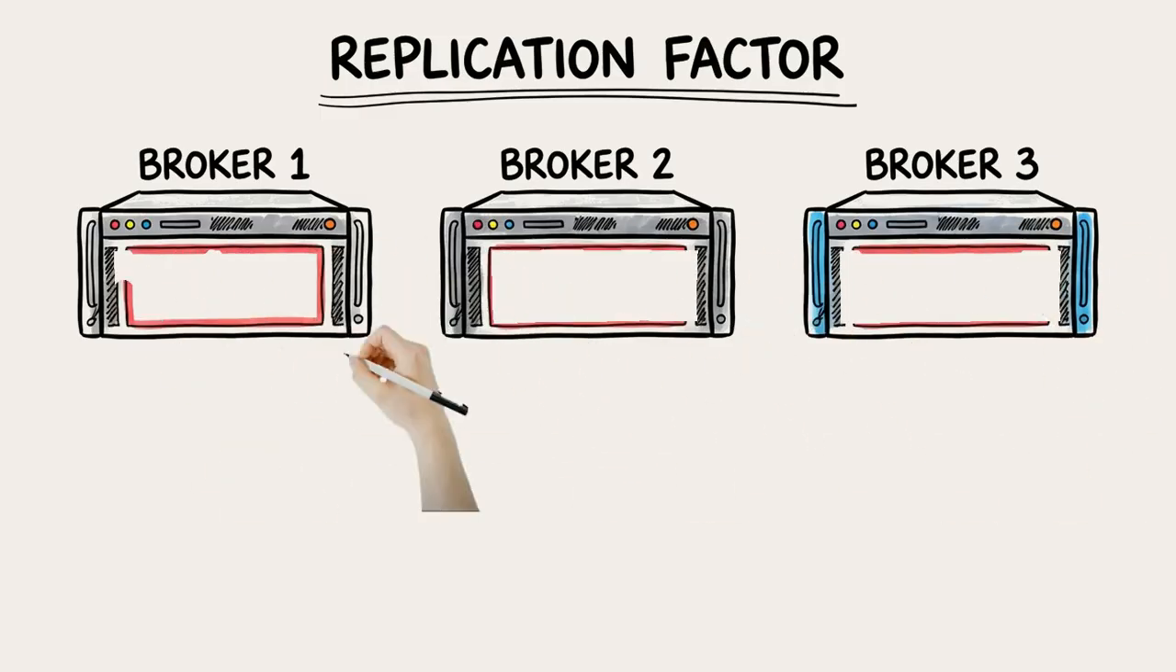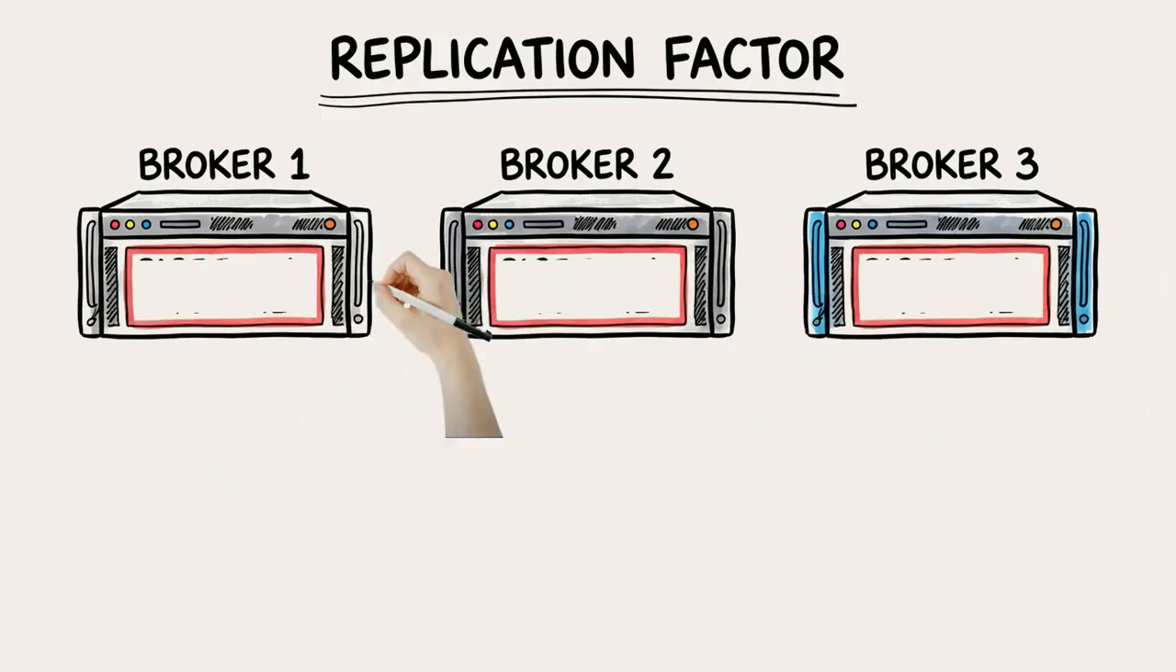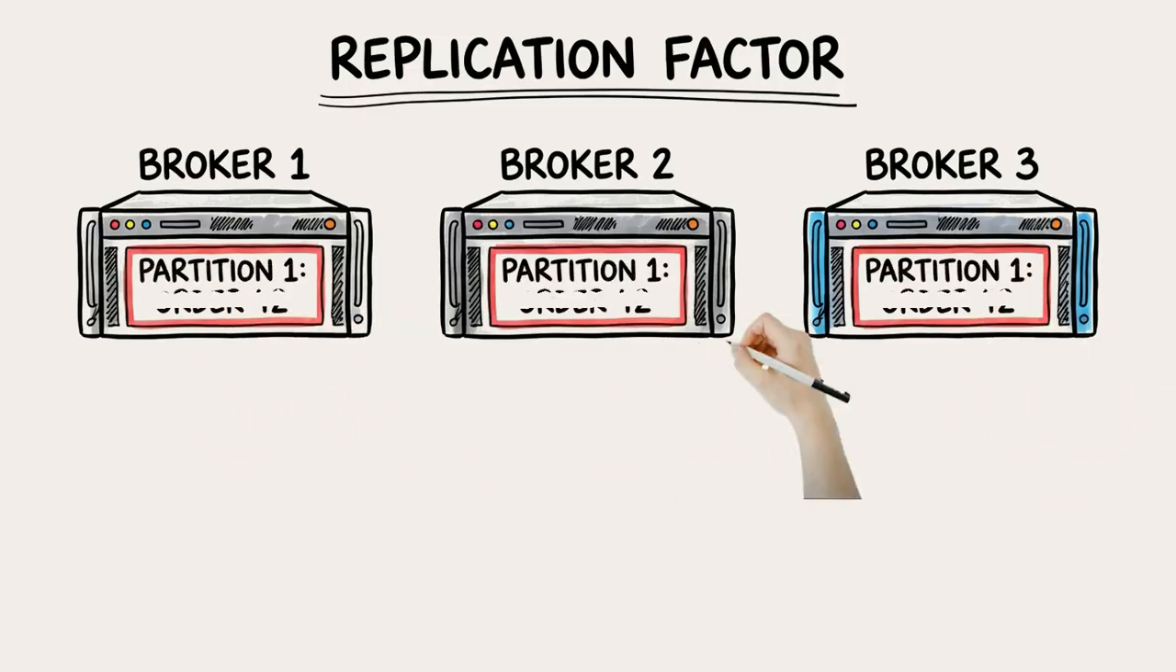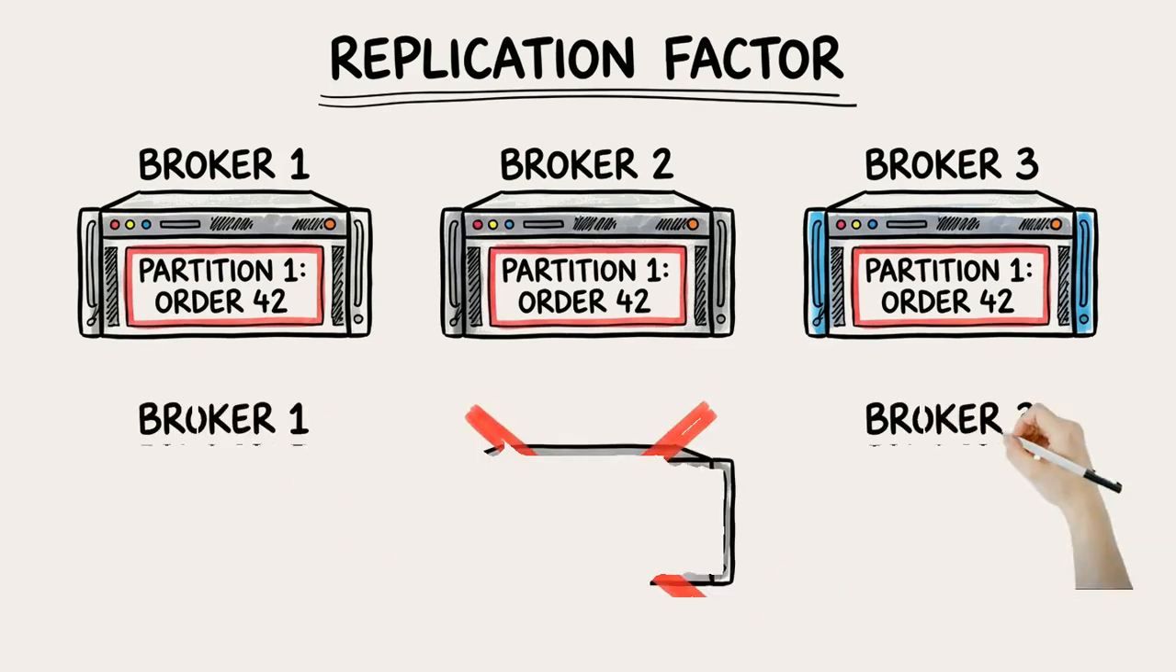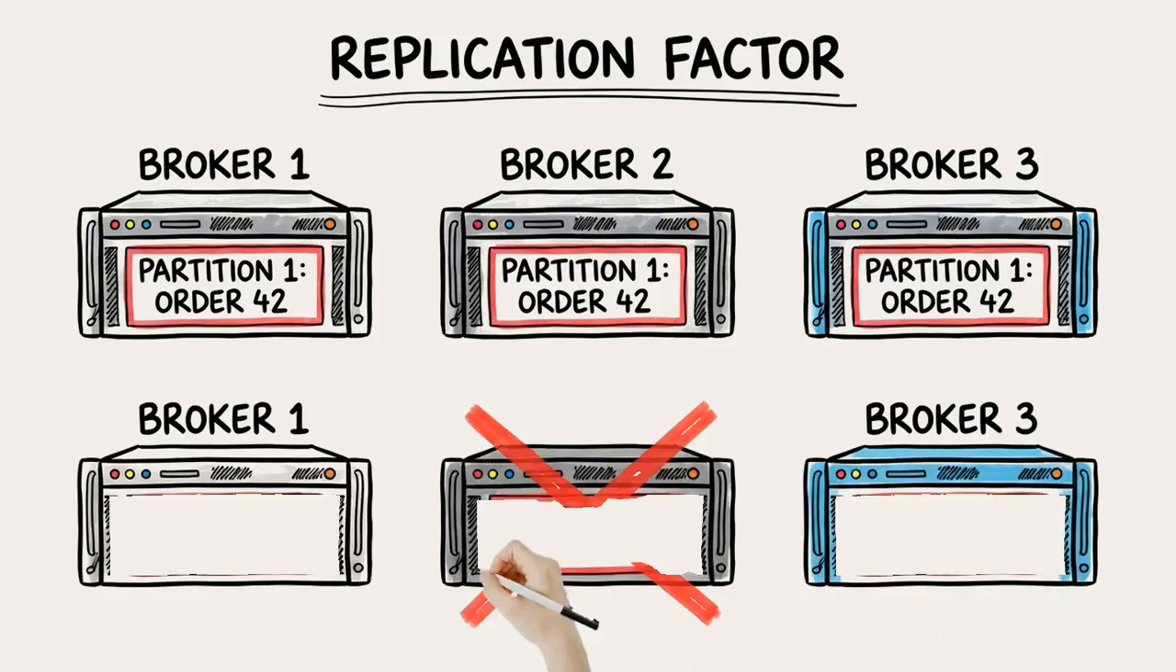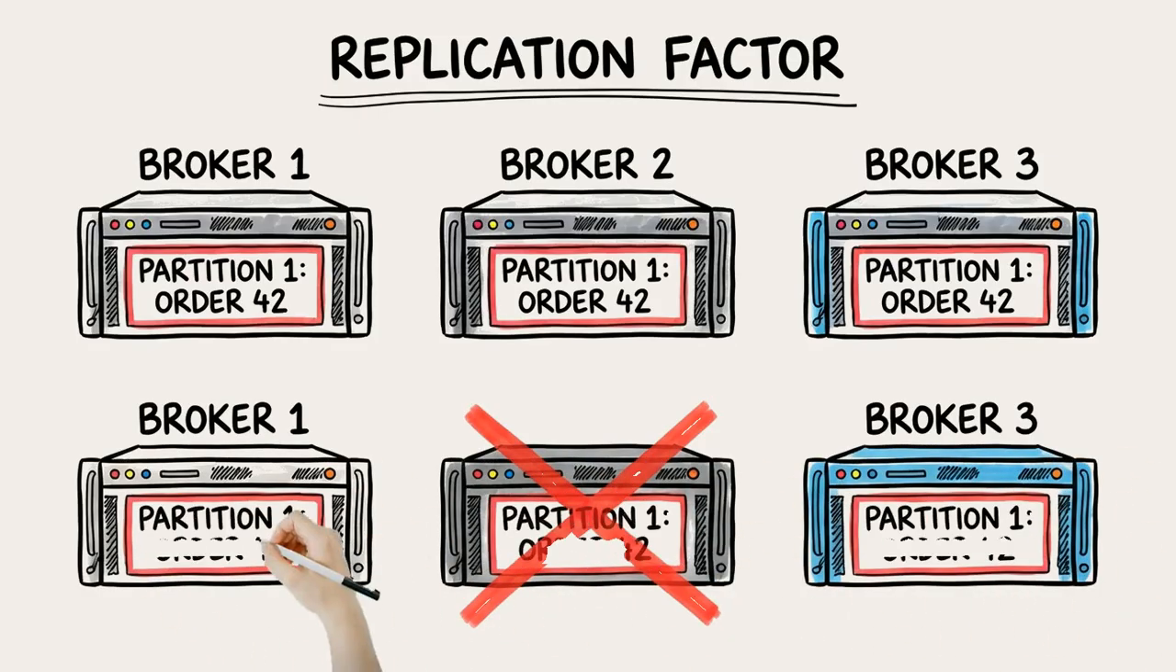3 brokers labeled Broker 1, Broker 2, and Broker 3, each containing an identical partition 1 log with order 42 visible in all 3 copies. So even though Broker 2 crashed, order 42 still exists on Broker 1 and Broker 3.